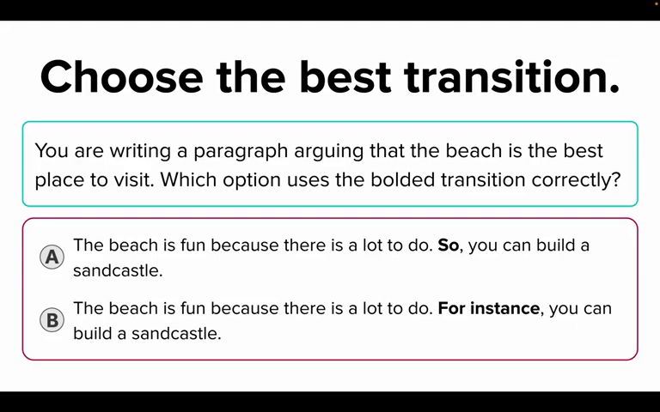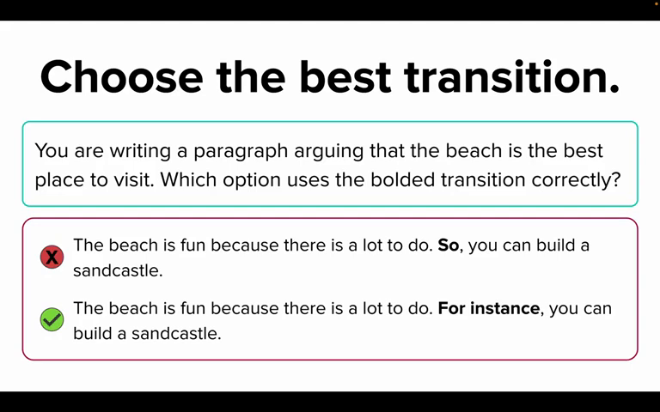When I'm looking at these sentences, I'm trying to determine which transition best connects my idea of the beach being fun and building a sandcastle. The transition in option A doesn't make a lot of sense in connecting those two ideas. But in option B, we use for instance. That is an example transition. So, my sentence is telling me that building a sandcastle is an example of why the beach is fun. So, option B is the correct answer.